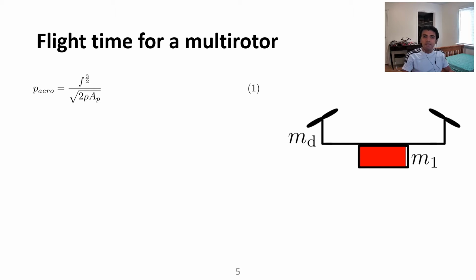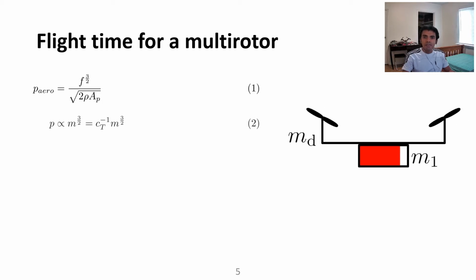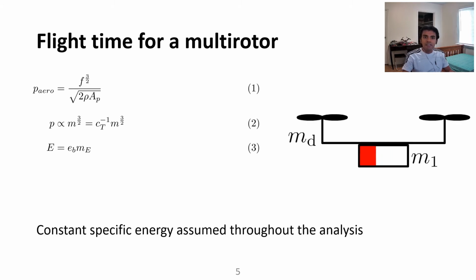Let us begin by deriving the flight time for a regular single-stage multirotor. Based on the actuator disk model, we claim that the power consumption of a propeller is proportional to the thrust raised to 3 halves. So, for a multirotor in hover, the power consumption can be modeled as its mass raised to 3 halves. The energy contained in the onboard energy source is the specific energy, EB, times its mass. Throughout the analysis, we will assume that all the stages have the same specific energy.